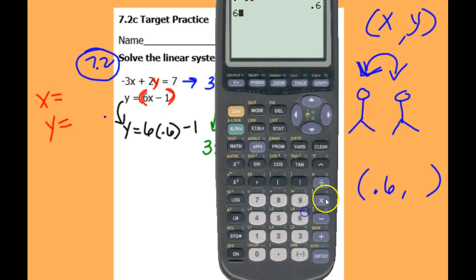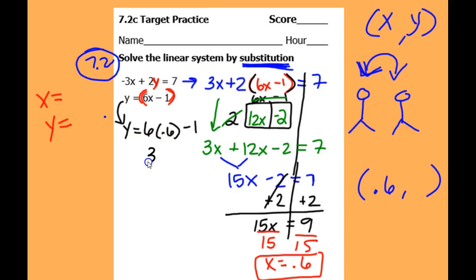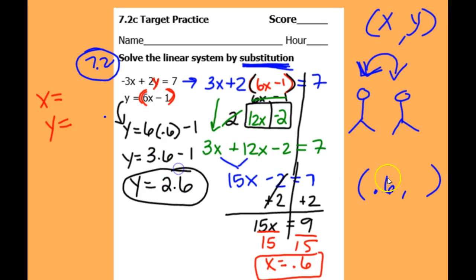So 6 times 0.6 gives me 3.6. But then we have to subtract 1. 3.6 minus 1 is now only 2.6. We just took the 1 away. So we know y is 2.6. Like I said, the ones on your test, x and y, are going to be whole numbers, like 1, 2, 3, or a negative number. This one just happens to be a decimal. So I apologize for that.